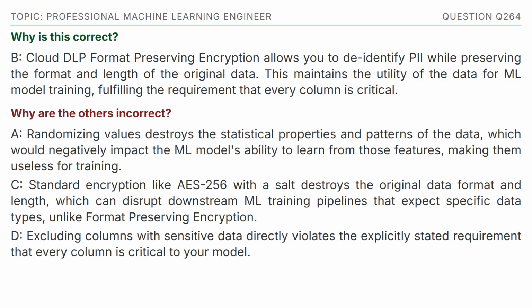A. Randomizing values destroys the statistical properties and patterns of the data, which would negatively impact the ML model's ability to learn from those features, making them useless for training. C. Standard encryption like AES-256 with a salt destroys the original data format and length, which can disrupt downstream ML training pipelines that expect specific data types, unlike format-preserving encryption. D. Excluding columns with sensitive data directly violates the explicitly stated requirement that every column is critical to your model.